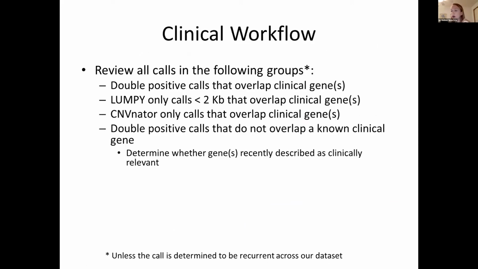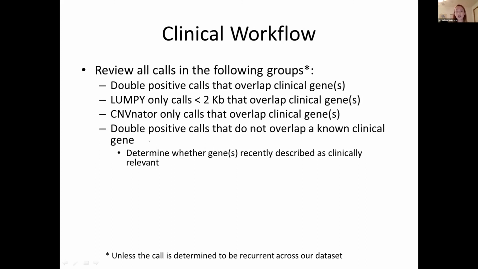So our clinical workflow is to review all the calls that are double positive that overlap a clinical gene, would be reportable. Lumpy only calls that are small, that overlap a clinical gene. CNVnator only calls that overlap with a clinical gene, we have no other way to limit those CNVnator calls.